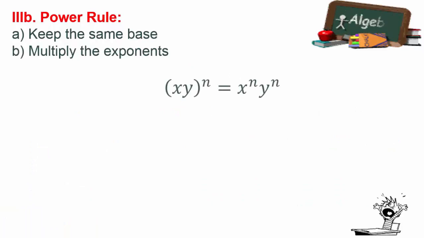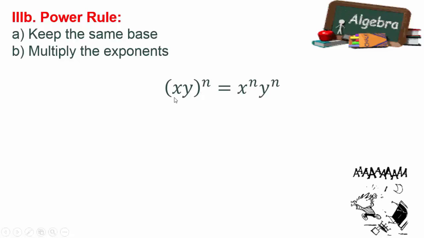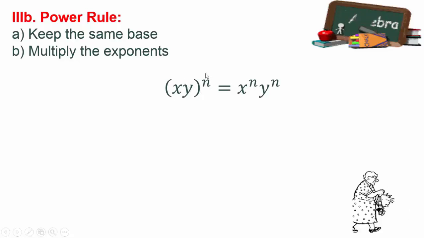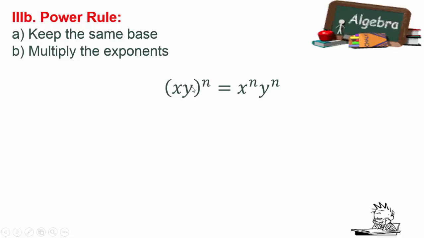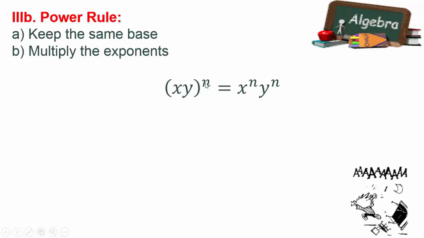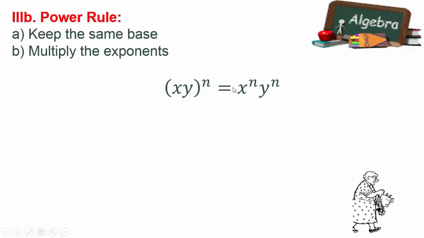Another aspect of the power rule is if we have anything inside the bracket. So here, when we have the power outside of the bracket, we have to bring the power inside everything that's inside the bracket. In this case, we have inside the bracket x and y, so that means we have x to the n, y to the n.